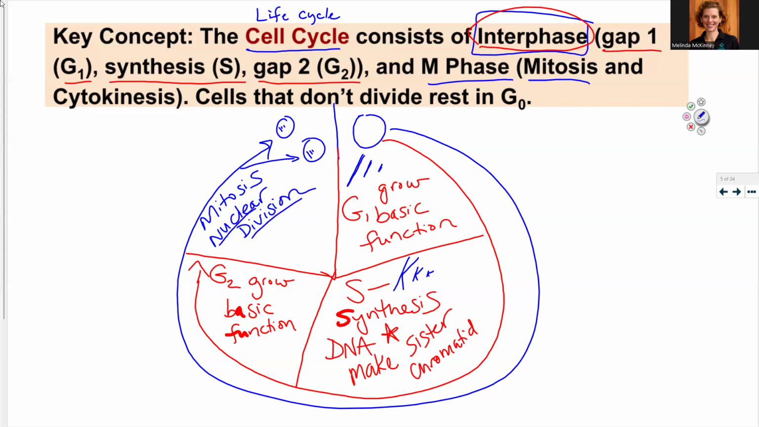Sometimes the cells can just rest, so they don't go through this cycle. They go over here on the side and rest in a phase called G0. That's where they are no longer going to be dividing. They'll just hang out.